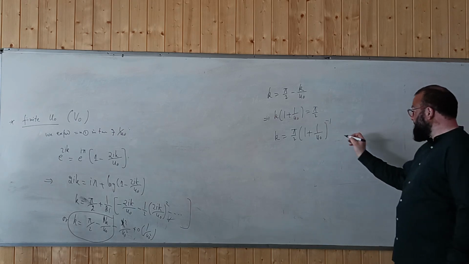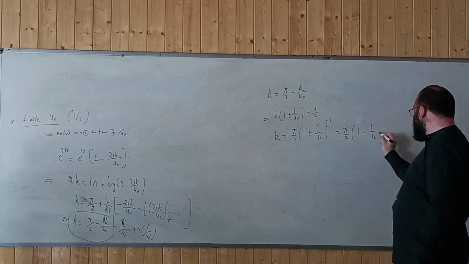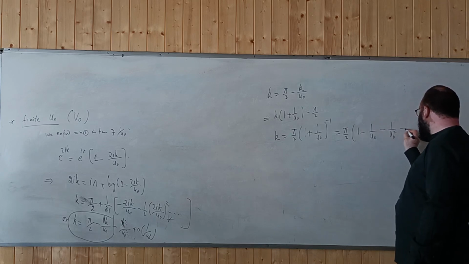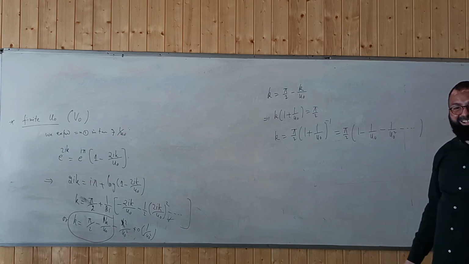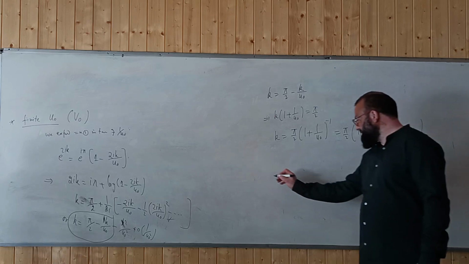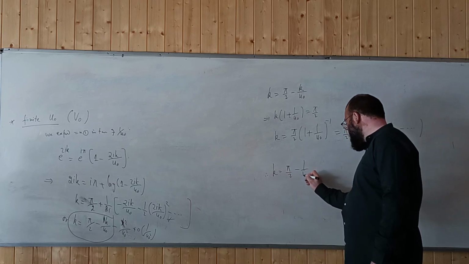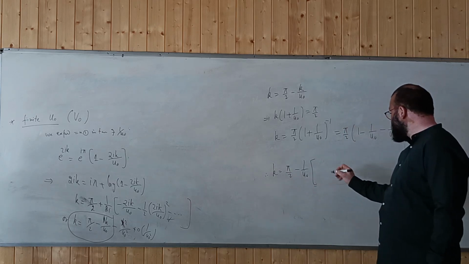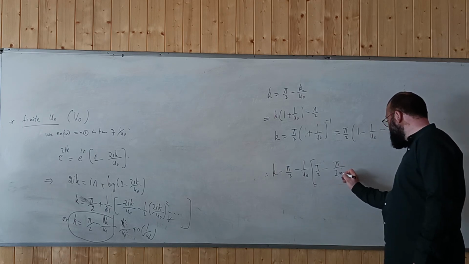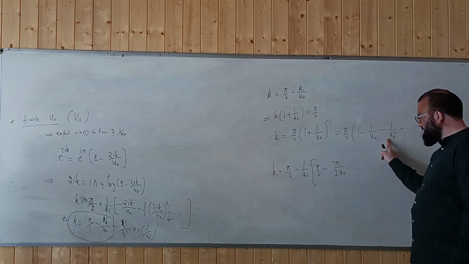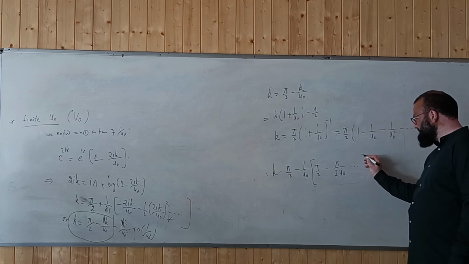Clear? So let's make a binomial expansion. It's pi by 2 into 1 minus 1 by u naught plus 1 by u naught square, and so on. Let's substitute it back. Therefore, my k is equal to pi by 2 minus pi by 2 u naught. So I will not consider u naught square here; it will be u naught cube, and so on.